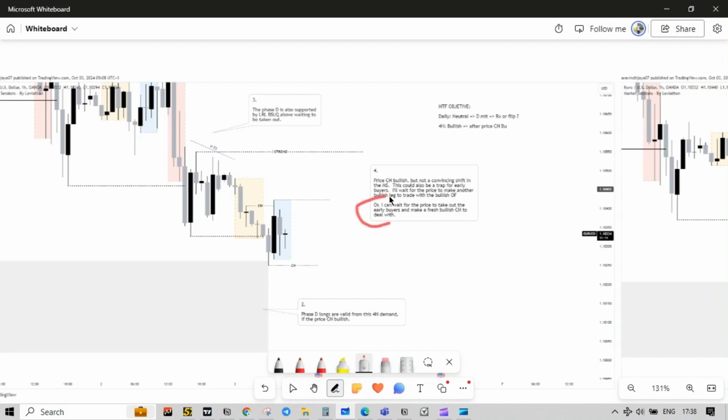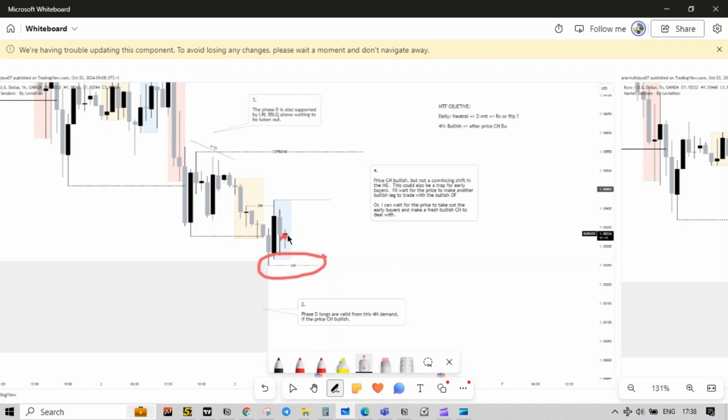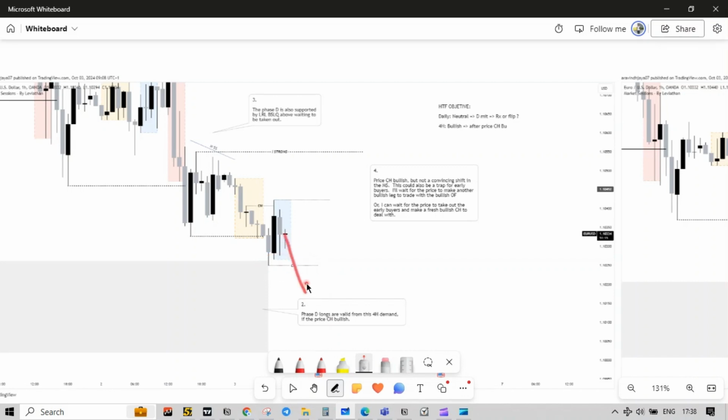So what do I mean by this? Since the price has choked bullish, there would be a lot of stop losses below this one. So probably price can come down, take out those early buyers, and then push the price up. And then at the fresh POI, I can look for low time frame entries and then boom. So that's one method.